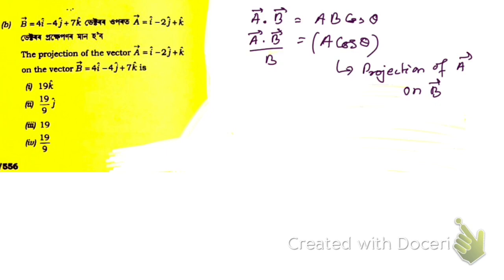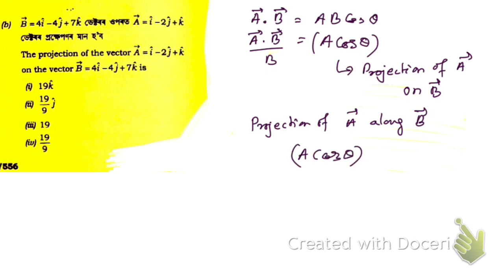If we want to find the projection of vector A along B, that is, in the direction of vector B, then we have to multiply A cos theta by B cap. Now we need to find the projection of vector A on B, so we need simply A cos theta. Here theta is unknown, so we can evaluate this part. So this is equal to A cos theta.